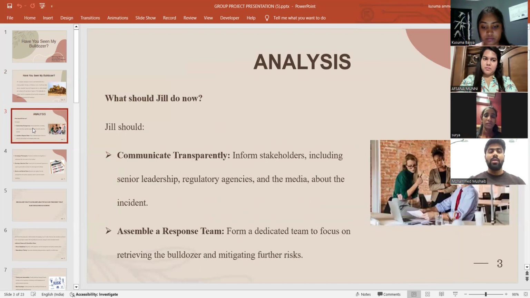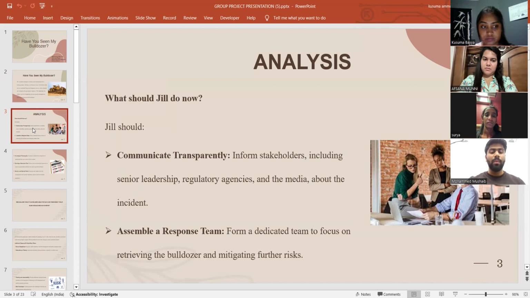The analysis. What should Jill do now? Jill should do five things. Communicate transparently: inform stakeholders, including senior leadership, regulatory agencies, and the media about the incident. Provide a factual and transparent account to maintain trust and credibility.